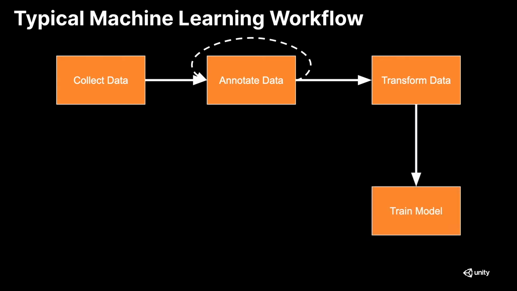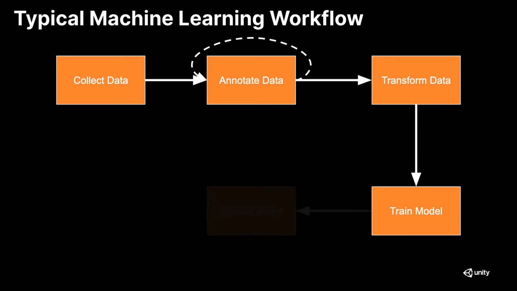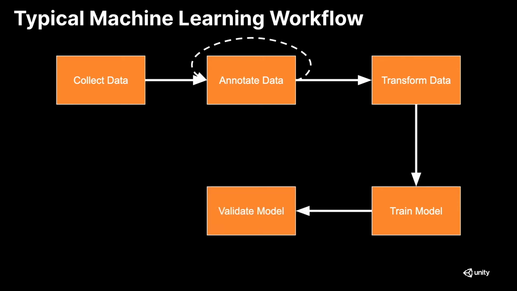So after you've transformed your correctly annotated data, you can then go to the next step of training your model. After you train your model, you then validate it against some real world test set. But after you do the validation, you may realize that you need further training. Or you may realize you need to go all the way back to the source and collect more data. Again, this could take a month or more and might involve coordinating with teams across the world.